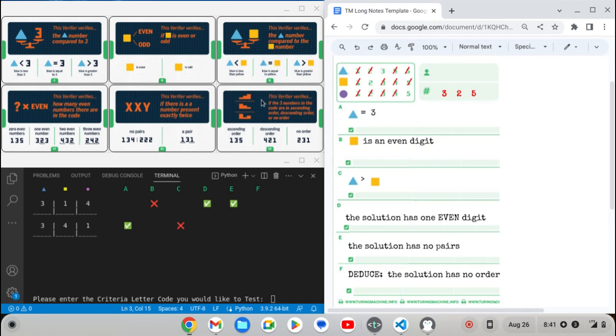And this sort of deduction where we were able to figure out what the ordering should be based on the interaction between criteria card C and F was also very helpful because that eliminated the need to test it, saving us that one question.